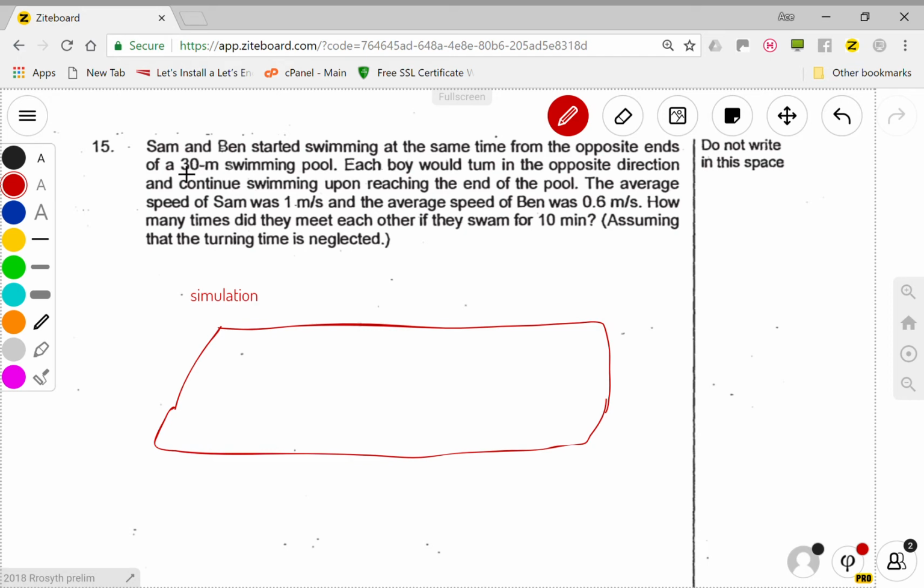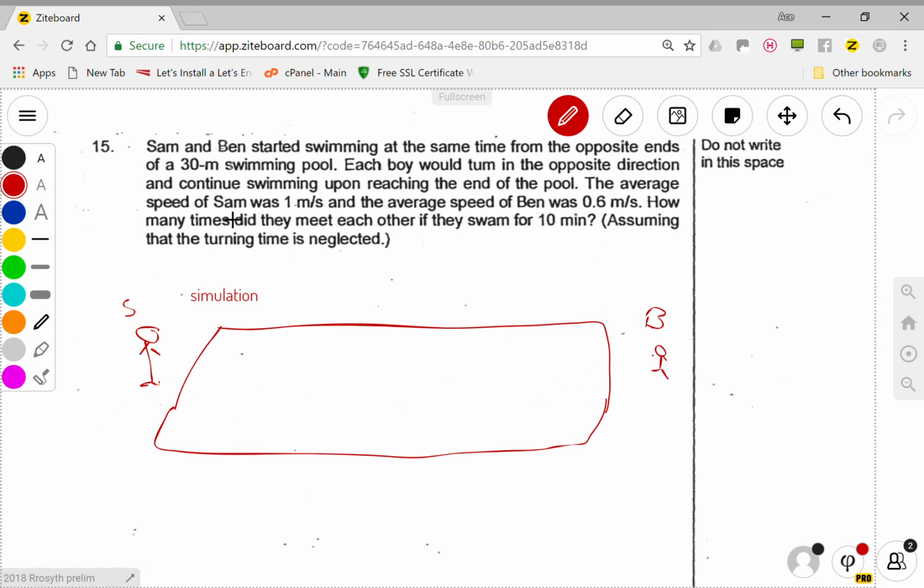All right, let's take a look at the question. Sam and Ben started swimming at the same time from opposite ends. So we get Sam over here, and this is S, and then Ben over here, a bit shorter, because he's slower. Each will turn in the opposite direction and continue swimming. So Sam will jump in and swim, and once he reaches here, he will swim back and forth. Same thing for Ben: front, back, front, back.